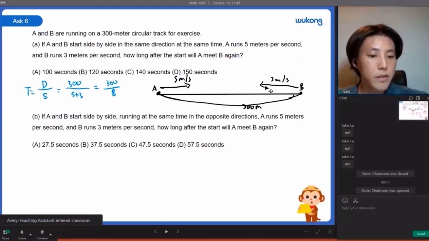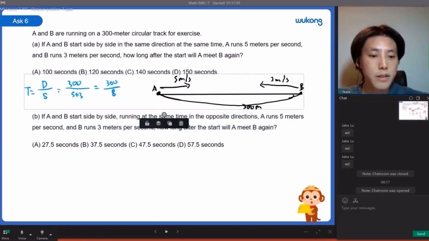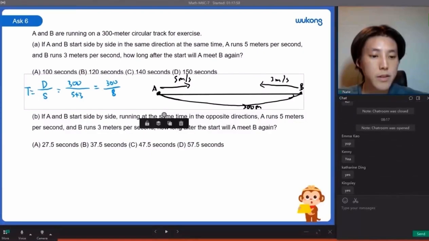Guys, can you see the screen? Yep, Avery, yep, good.